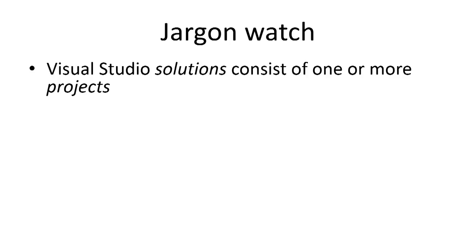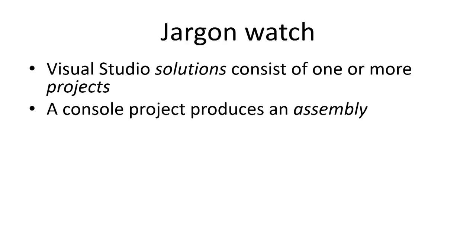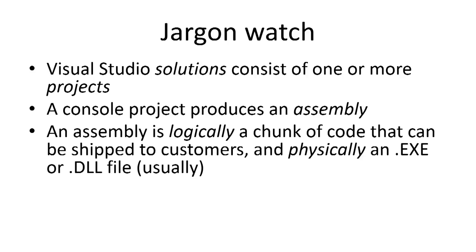So there's a solution. Right? A solution consists of one or more projects. So far, we've only seen solutions that consist of a single project. A little later on in this course, we'll look at solutions that contain 2 or 3 or more projects. The console projects that we've been building produce an assembly. An assembly is a redistributable unit of code. Right? It's got its own version number. And it's usually either a .exe or a .dll. The exe files are standalone executable programs. The DLLs are libraries that are usable by other programs. We'll discuss assemblies in more detail at the end of this course.